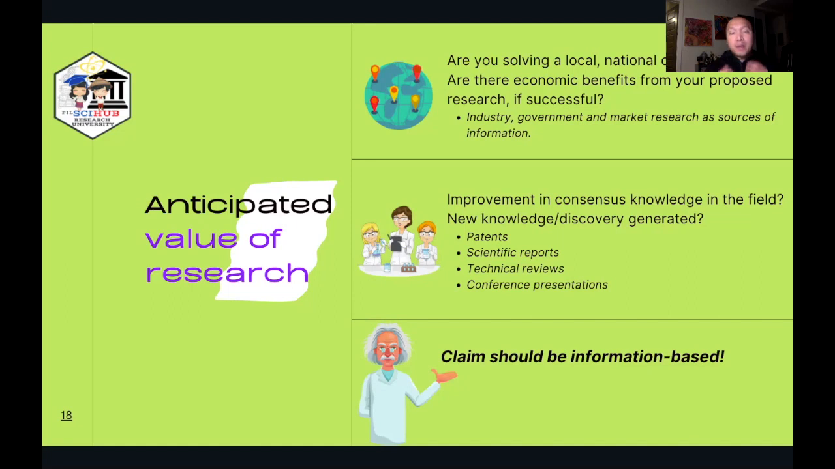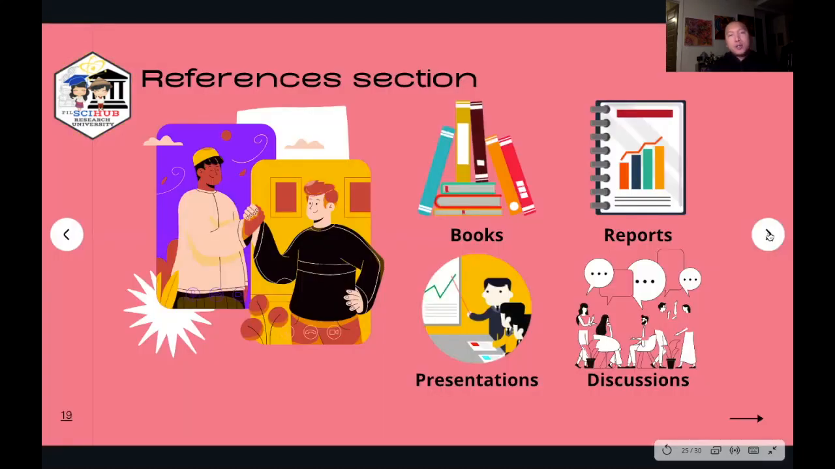It is very important that you establish these claims with verifiable background information. Again, claims should be information-based. Typically this is just 2 or 3 paragraphs, depending on the number of importance of your project. I mean, there's really no such restriction. The last section of the research proposal would be the references section.